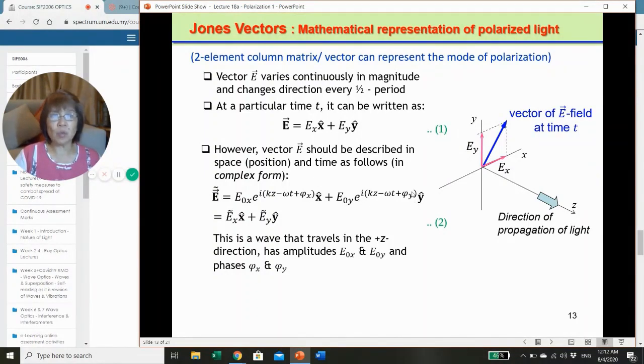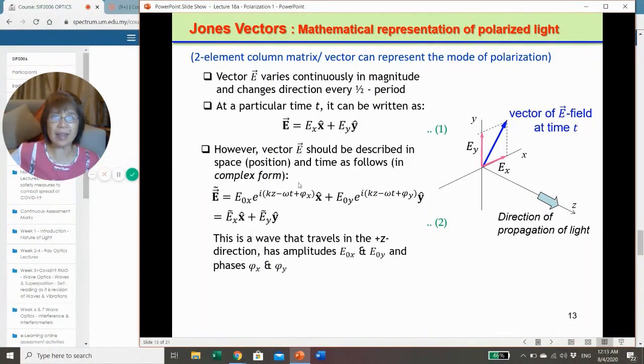And the y component will have a phase of phi y compared to phi x here. So basically, we can then represent this as the x complex component, and this will be the y complex component of the E field. And if you note here is kz minus omega t. So this tells us that this wave is traveling in the z direction, and it has amplitudes given by E0x and E0y. And the phases of these two waves will be phi x and phi y.